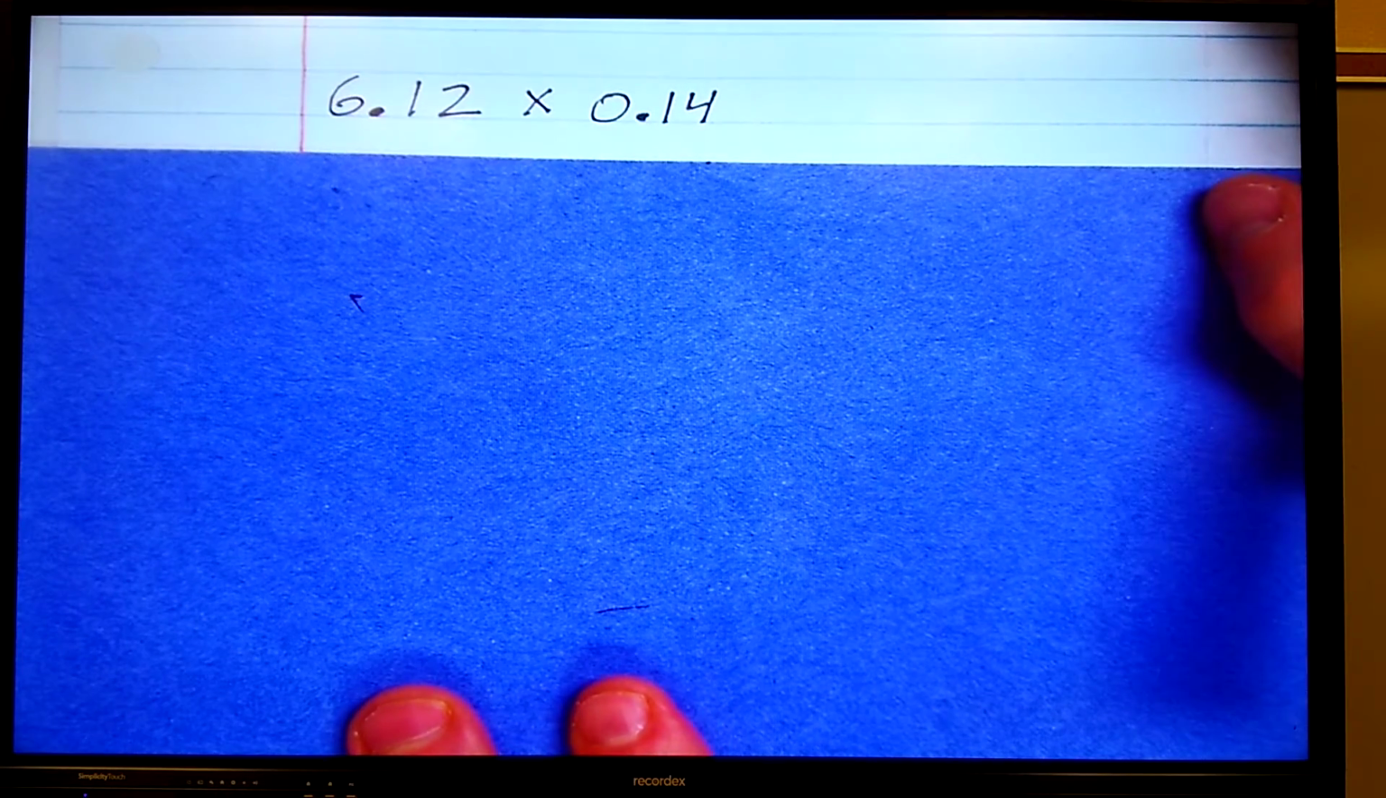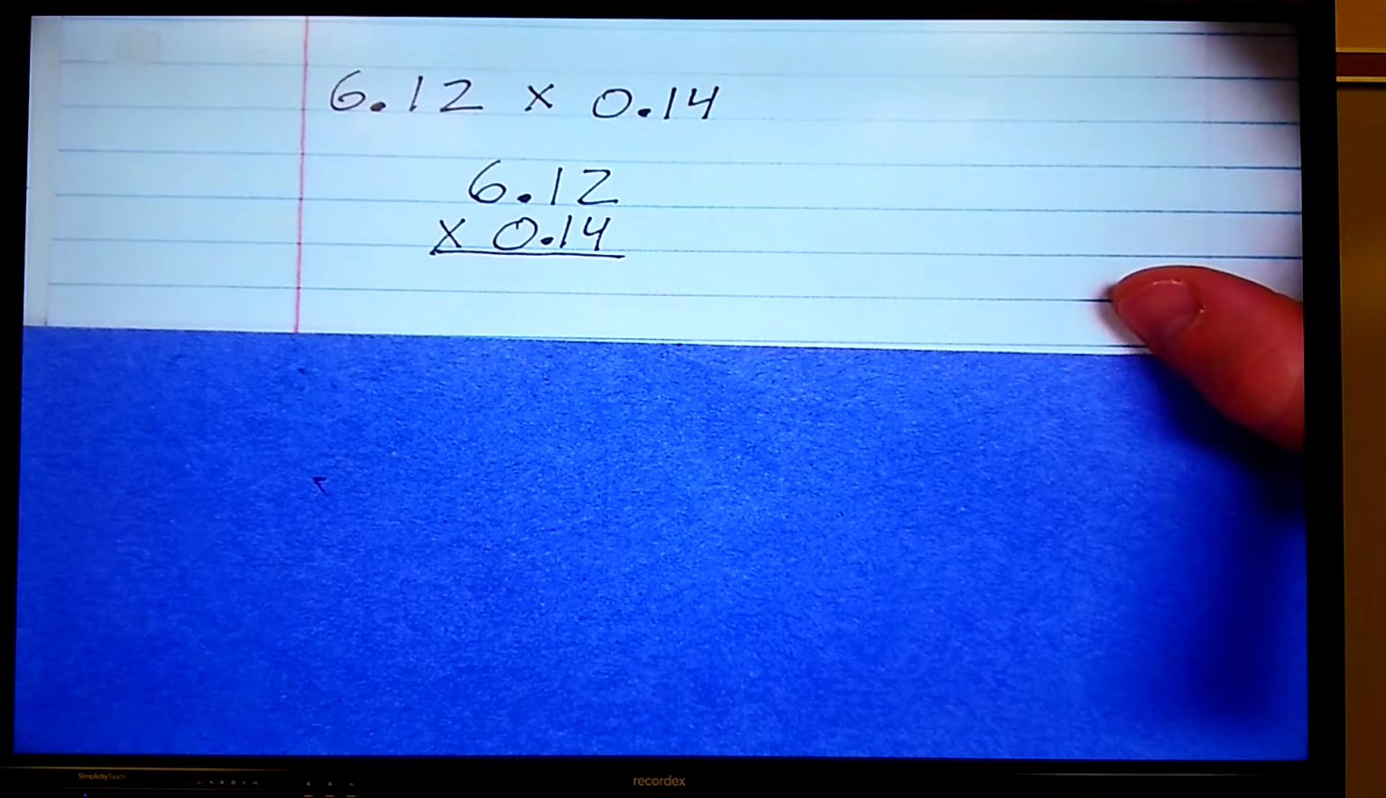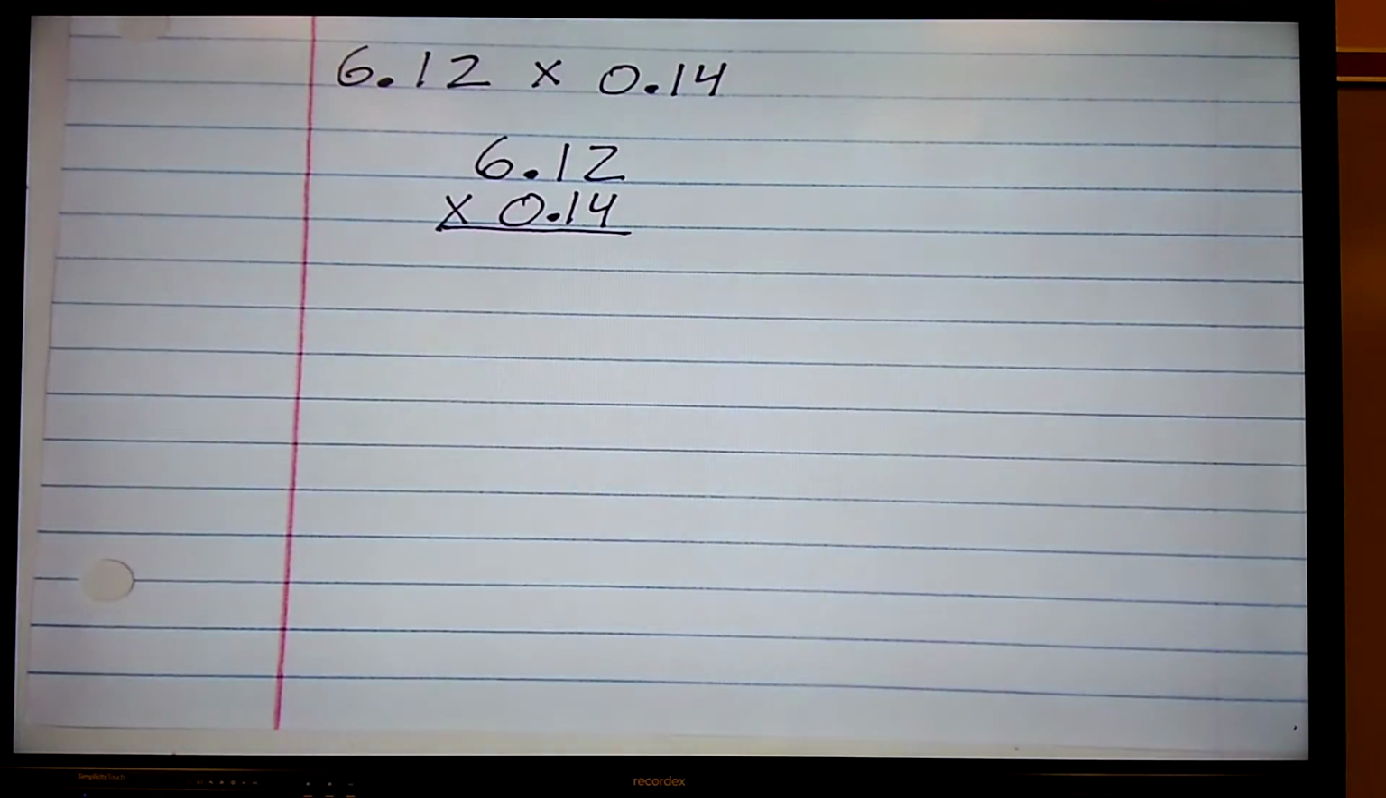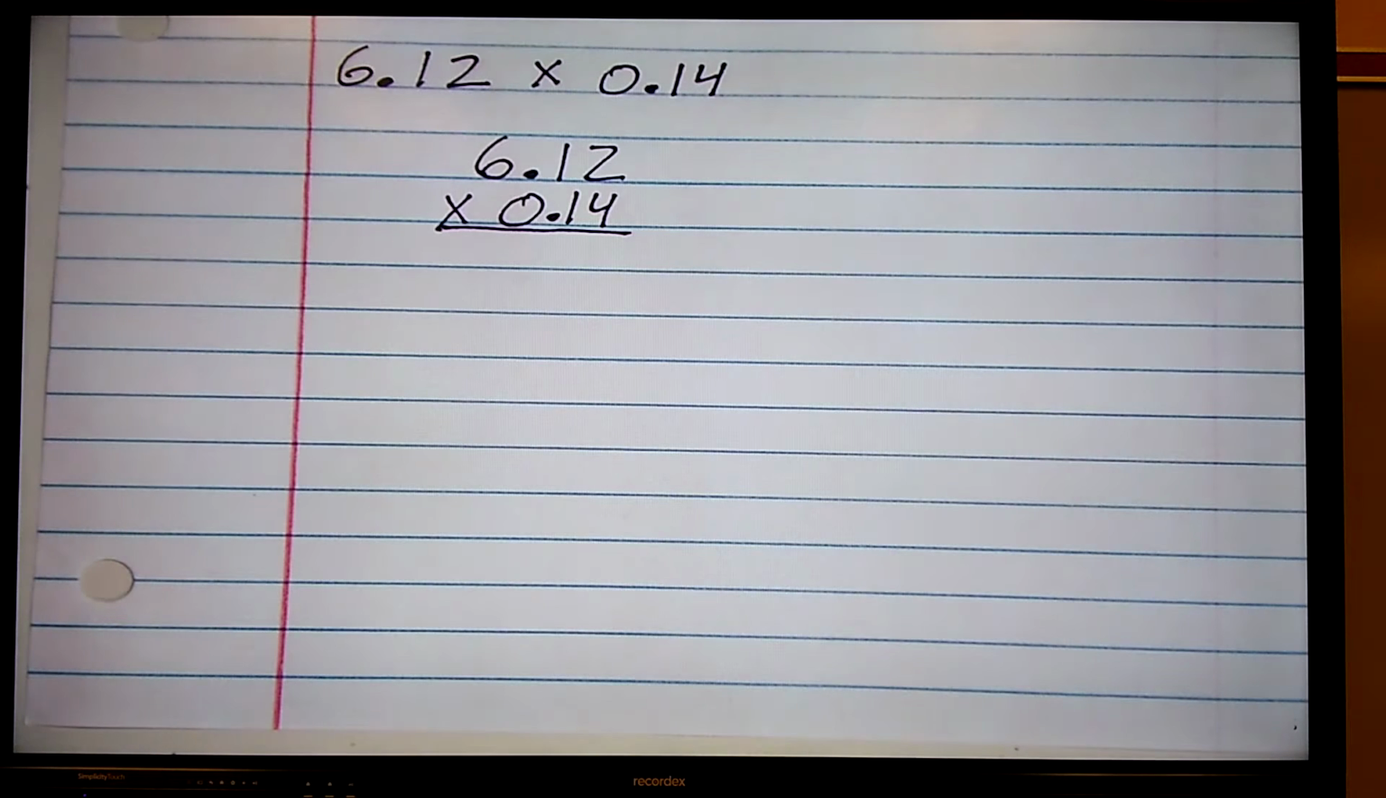6 and 12 hundredths times 14 hundredths. When you set it up, this is what it looks like. You don't have to line up any decimals when you multiply decimals. Do not forget to put the decimal in the correct location. Pause the video and solve this problem. All right, let's see how good you did.